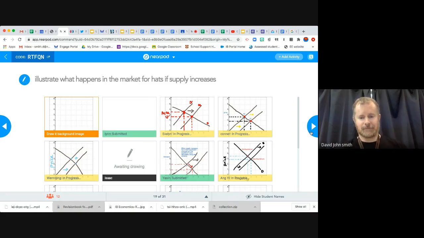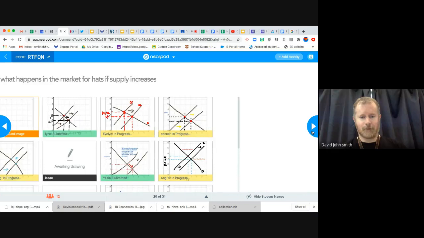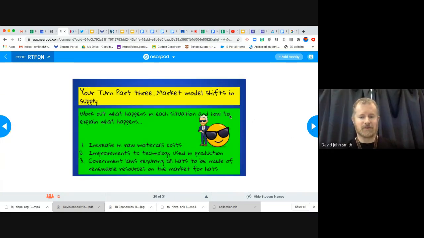All right, well done. Now we're going to move on. Here are some examples. These are little case studies. The first one: an increase in raw material costs. Remembering that the supply curve is only going to be able to shift to the right or to the left, if there is an increase in raw material costs, which way is the supply curve going to shift?